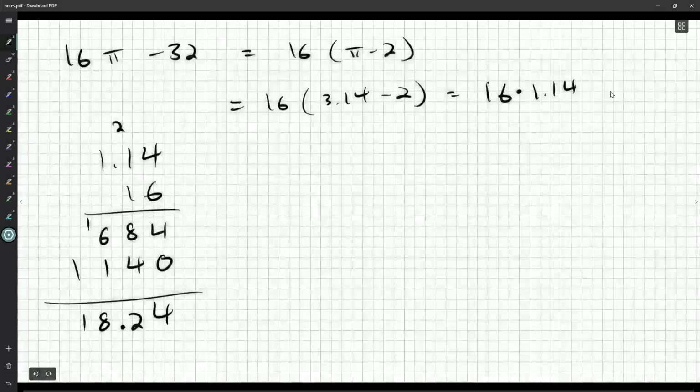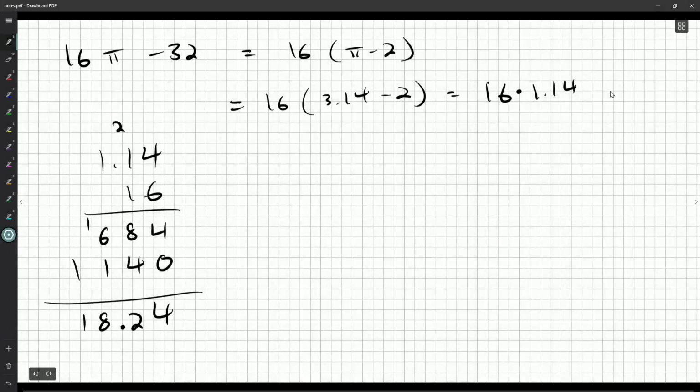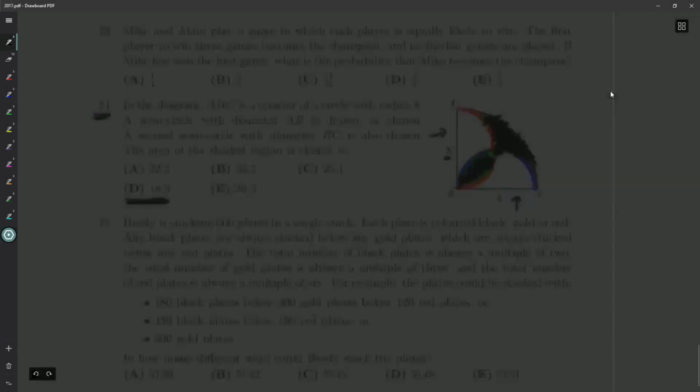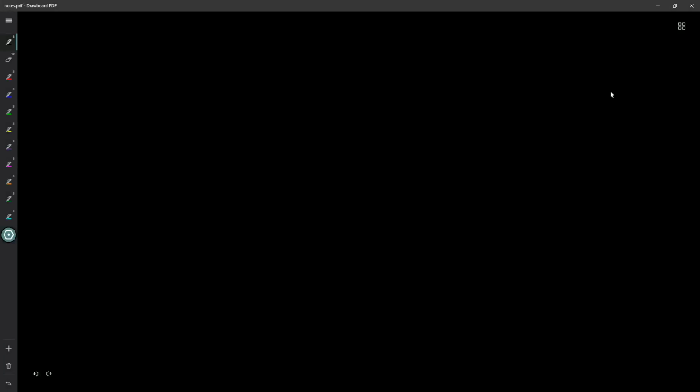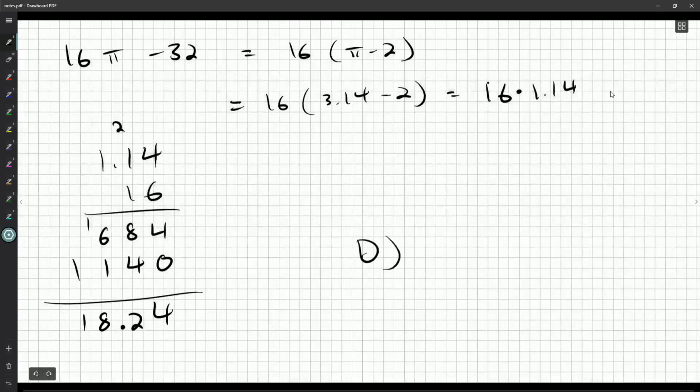And we're all nice and neat. So 18.3. Probably a little bit more rounding. Let's just double check with our calculator since I do have it handy. 16 times the pi button minus 32. 18.26. So I wasn't that far off. And it's not like these decimal amounts were particularly close to one another. So we're going to say the answer is D.